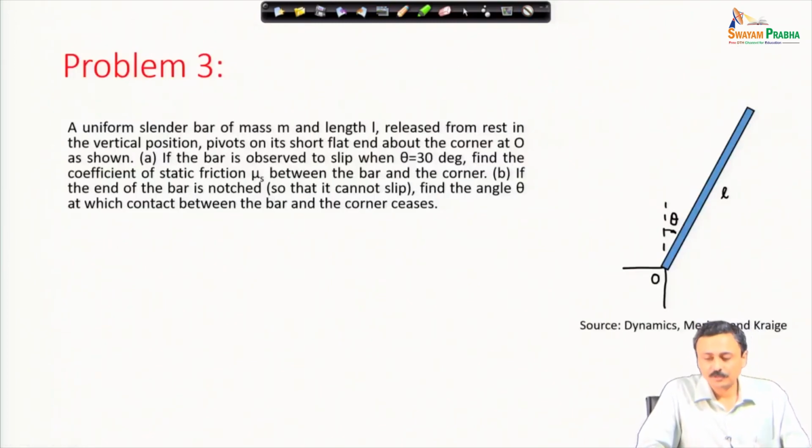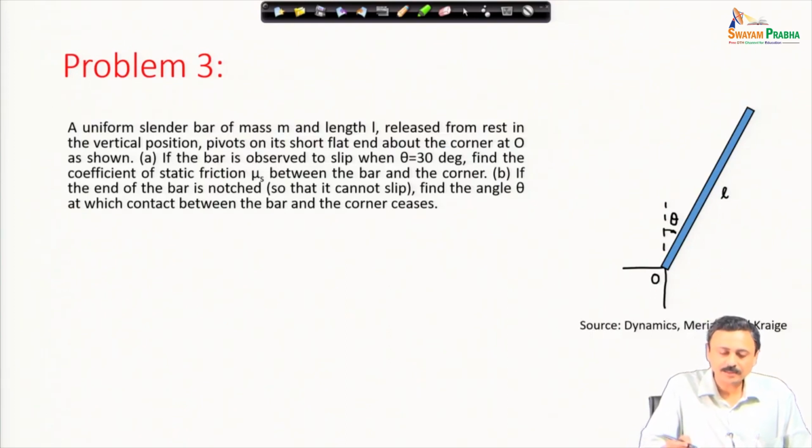Let us move to problem 3. This shows a uniform slender bar of mass m and length L released from rest in the vertical position, and it pivots on its short flat end about the corner at O as shown. If the bar is observed to slip when theta equals 30 degree, find the coefficient of static friction mu_s between the bar and the corner. Part B says if the end of the bar is notched so that it cannot slip, find the angle theta at which contact between the bar and the corner ceases.